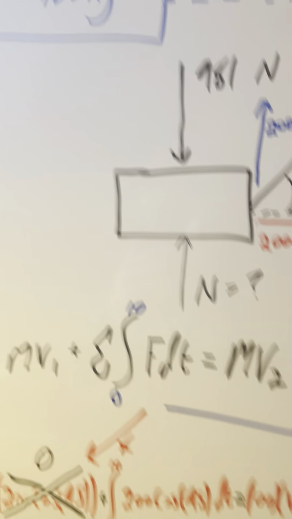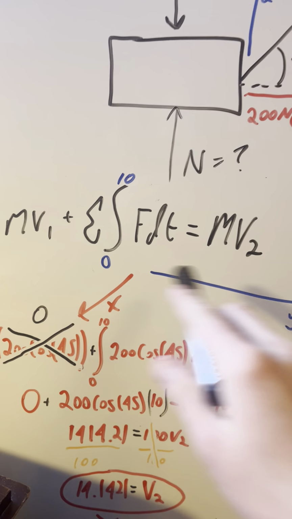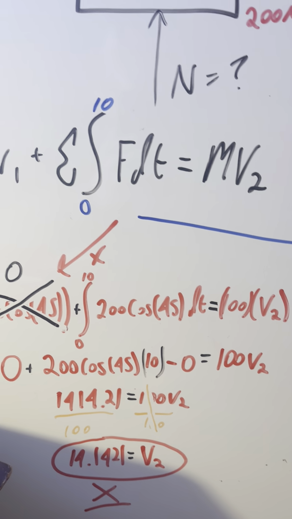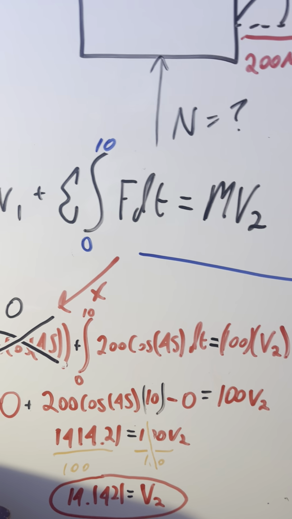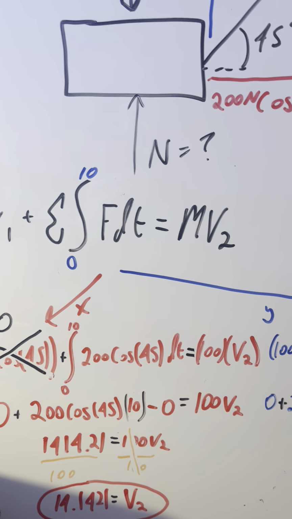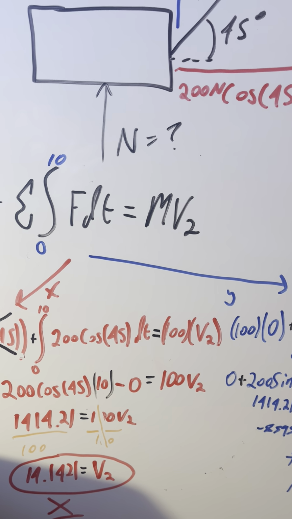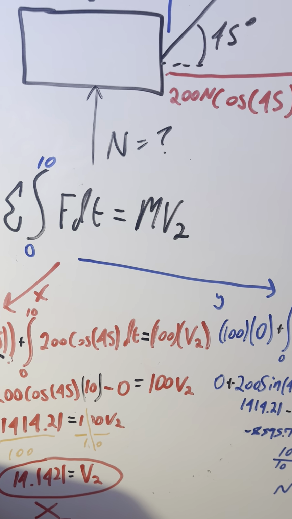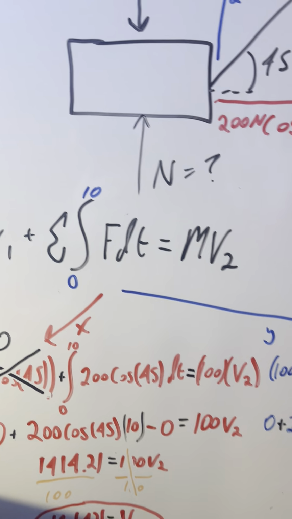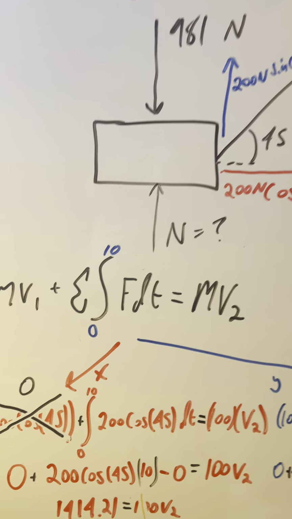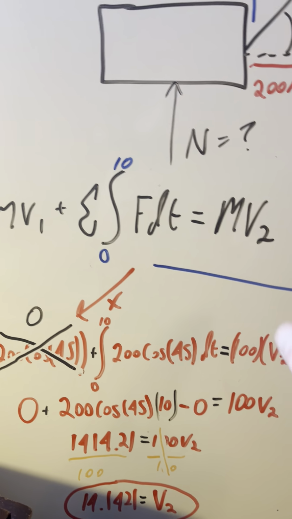So you can see here, I split this up. This is the formula we're using, and this is the principle of impulse and momentum. It's not a system. This is for a singular particle. We're characterizing this as a singular particle. It is not a system, so this is what we're using.